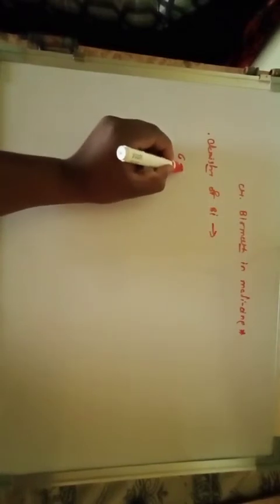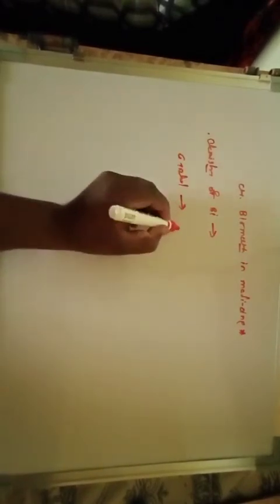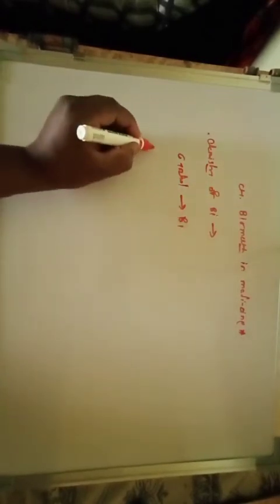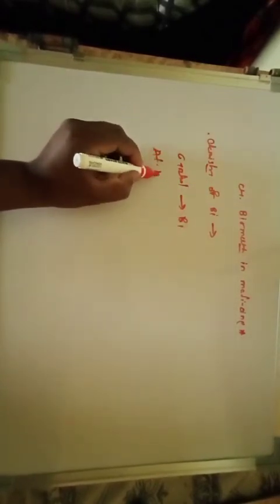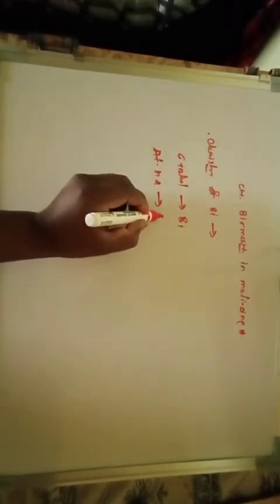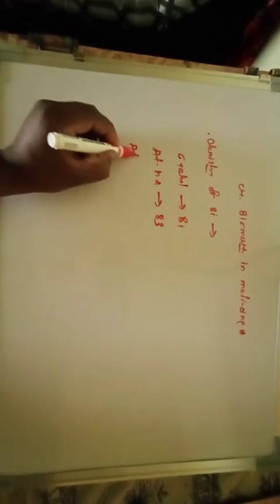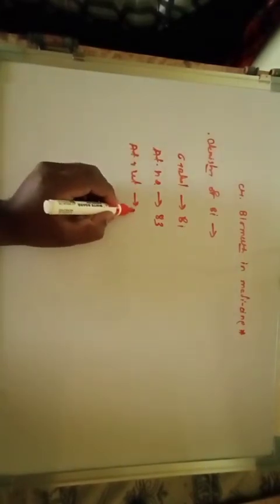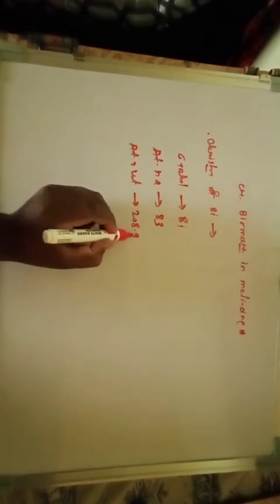So, let us see some periodic properties. If you consider its symbol, it is Bi. Its atomic number is 83. Atomic weight is 208.98. I think it is gram.